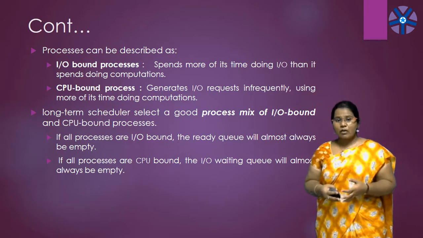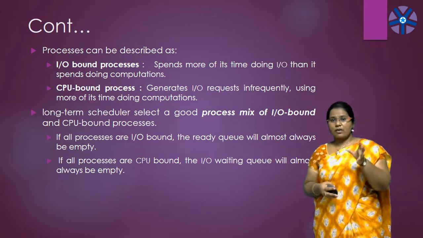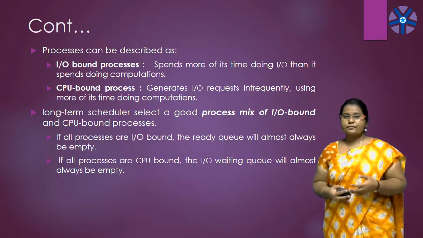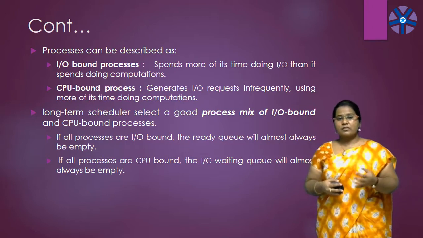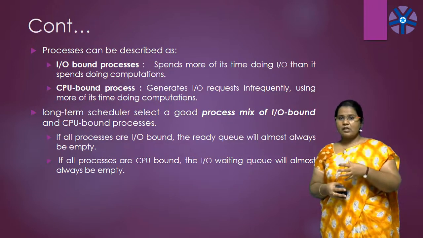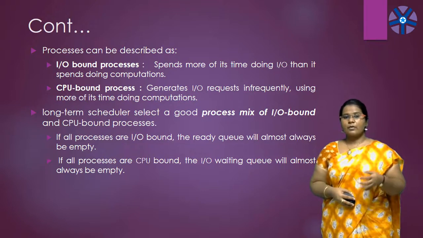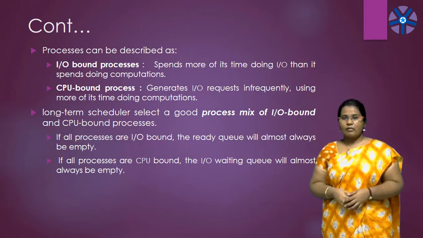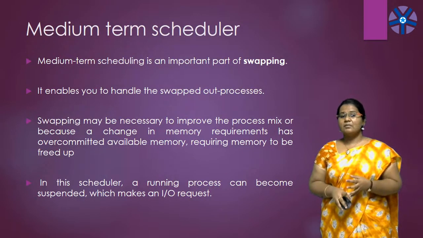This is required because if it selects all the IO bound processes, all the processes that have many IO requests will be residing in the IO queue. If it selects all the CPU bound processes, all the processes will be present in the ready queue waiting to enter the CPU, and the IO queue will be empty. So in order to reduce this problem, the long-term scheduler should make use of a good mix of CPU and IO bound processes.